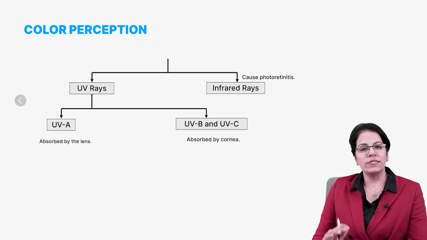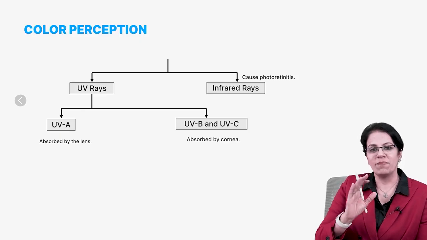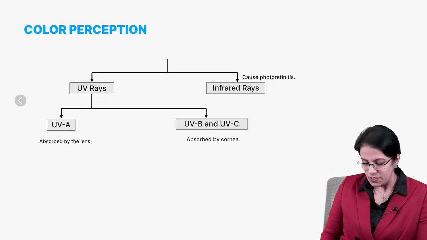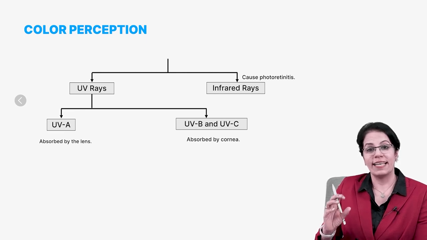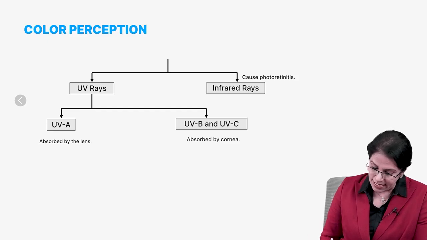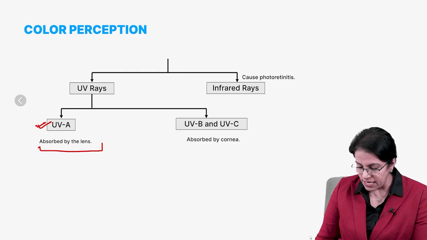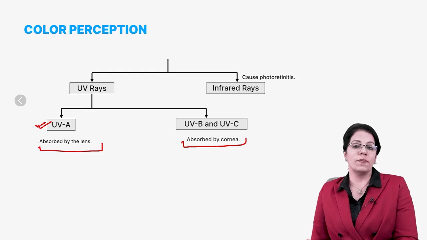Okay. So once we know this, we will be talking about ultraviolet rays, which can be A, B, C. So what about things related to our eye that you have to keep in mind? That ultraviolet A are the rays which are absorbed by the lens. Okay. And ultraviolet B and C are absorbed by the cornea. So, it is absorbed by the lens.